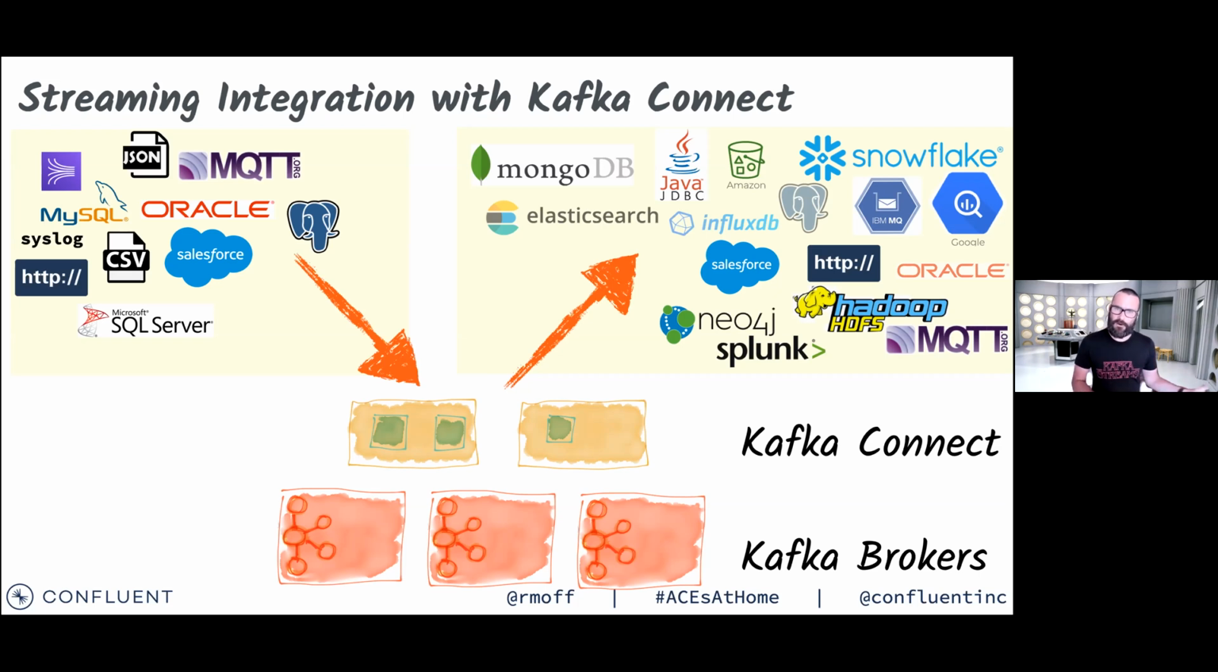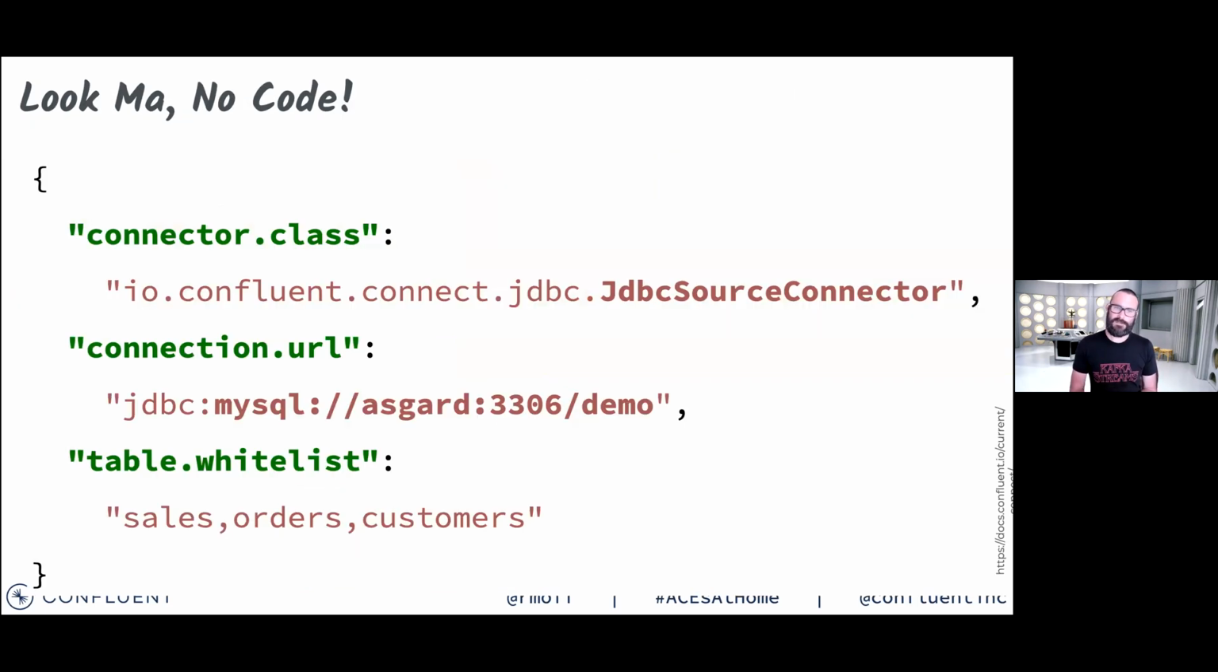I was talking earlier on about producer APIs and consumer APIs, and there's Java libraries and C libraries and C++ and Python, and that's great if you want to do that. But if you just want to get data from here via Kafka into there, you can just say, well, here's my configuration. Here's the connector I would like to use. Here's the source of the data, and these are the tables, and off we go.